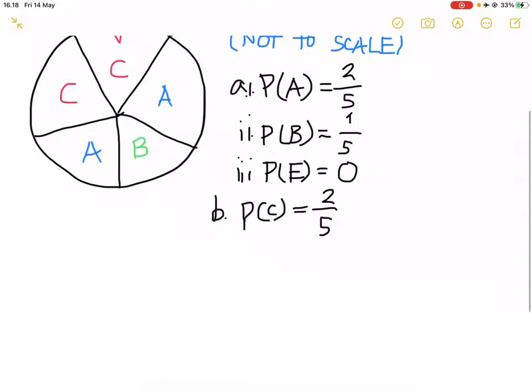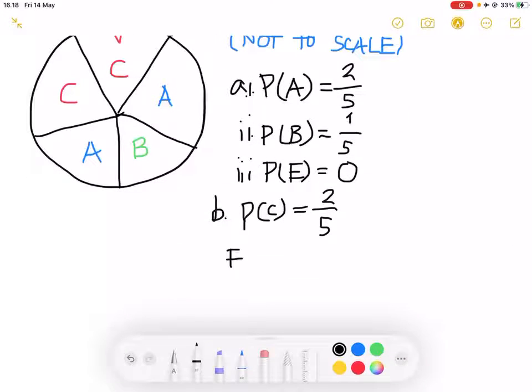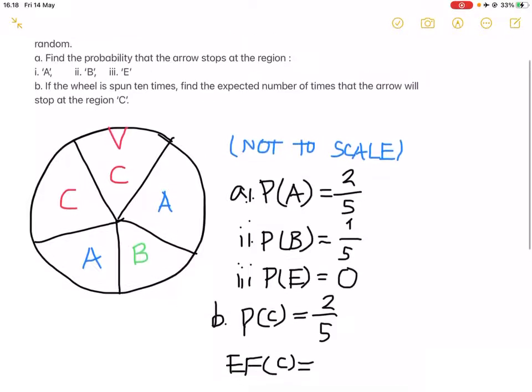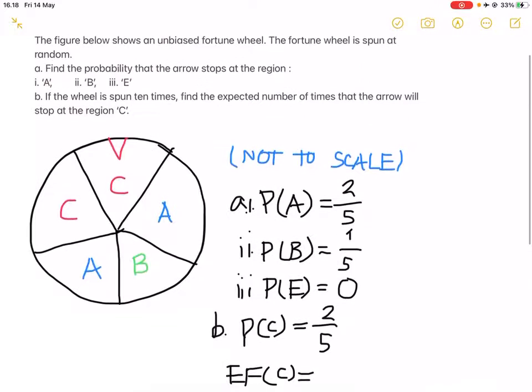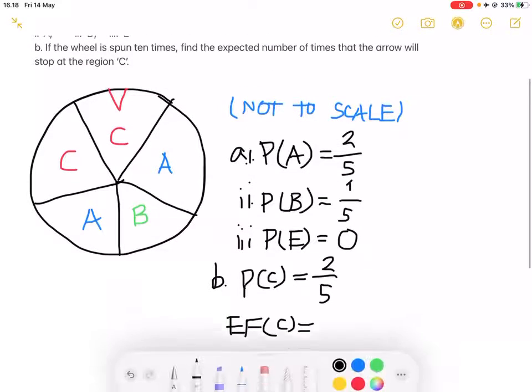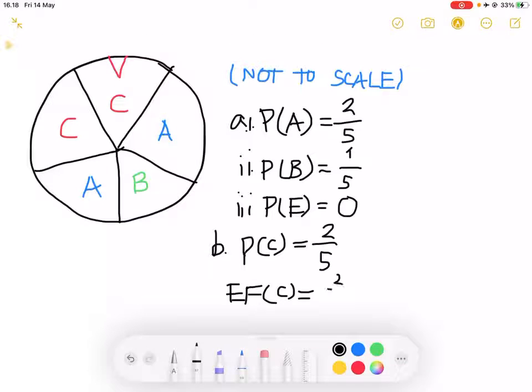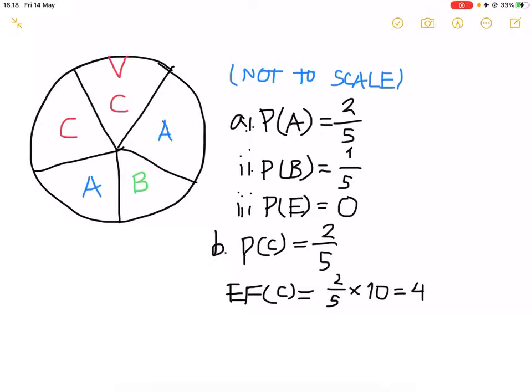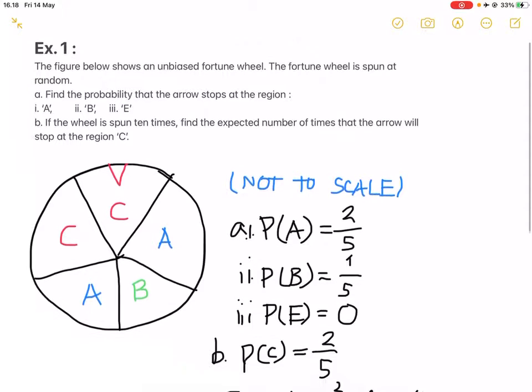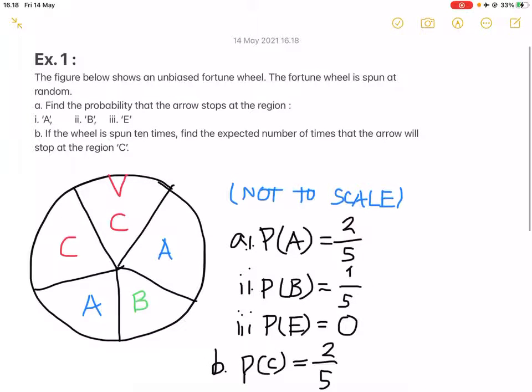So therefore, the expected frequency, I'll just abbreviate it with EF of C, will be equal to, let's see, so the wheel is spun 10 times and the probability is 2 over 5. So it will be the probability times 10. That will be 4. So that's our expected frequency. And that ends this example.